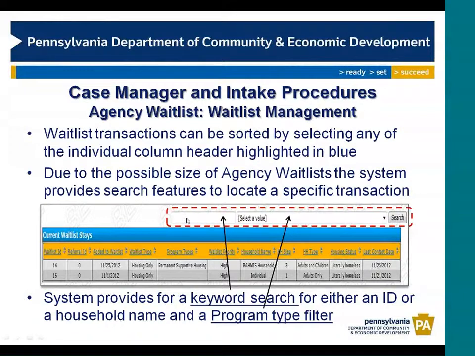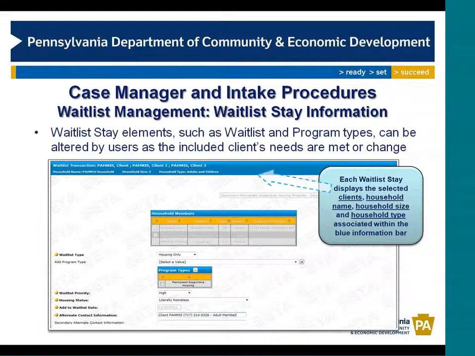So you can use these in conjunction. You can fill out a household name plus a program type, and when you're done, you just hit the search button, and the system will return any matches that it finds. I think it's a pretty useful system, especially when those lists get pretty big.